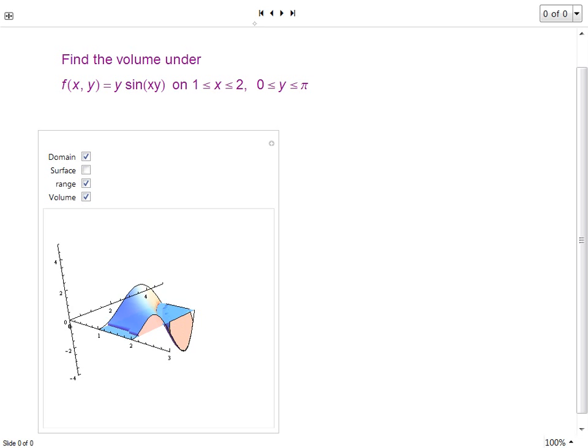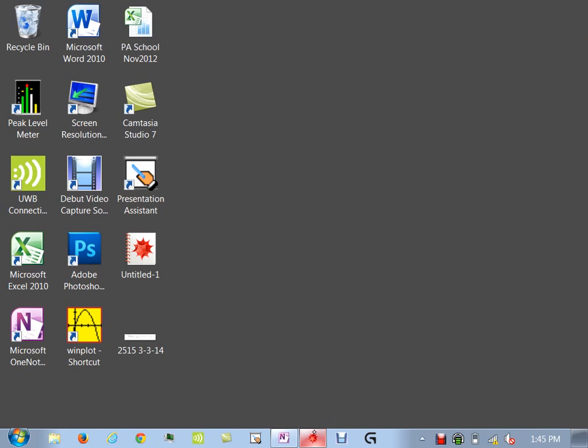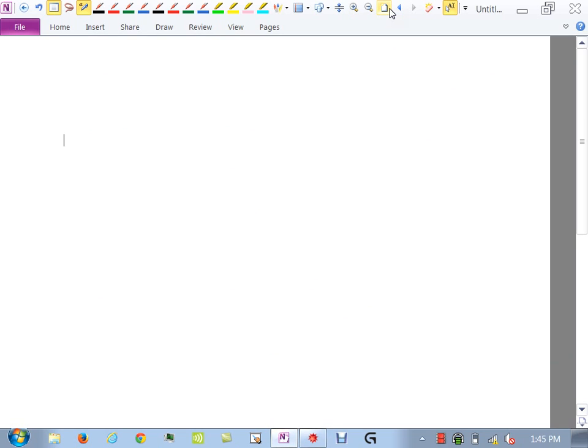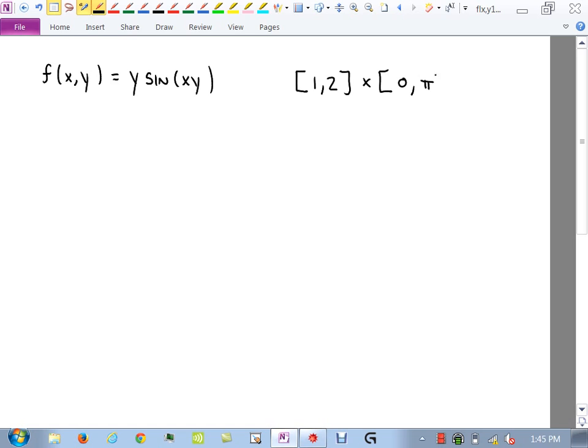So let's determine our rectangle. f of xy equals y sine xy. My rectangle here is 1, 2, and 0, pi. I'll label these: that's a, b, that's c, d. Now, is this a continuous function? Yeah? Okay.